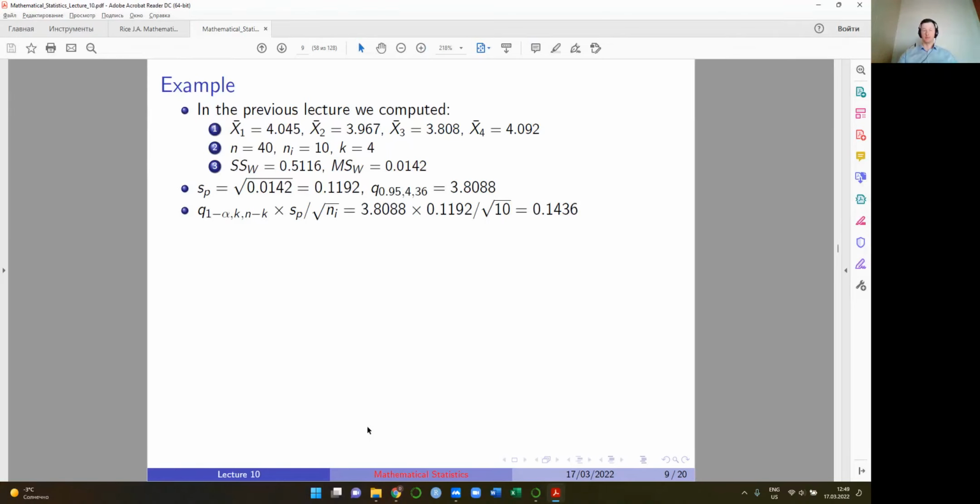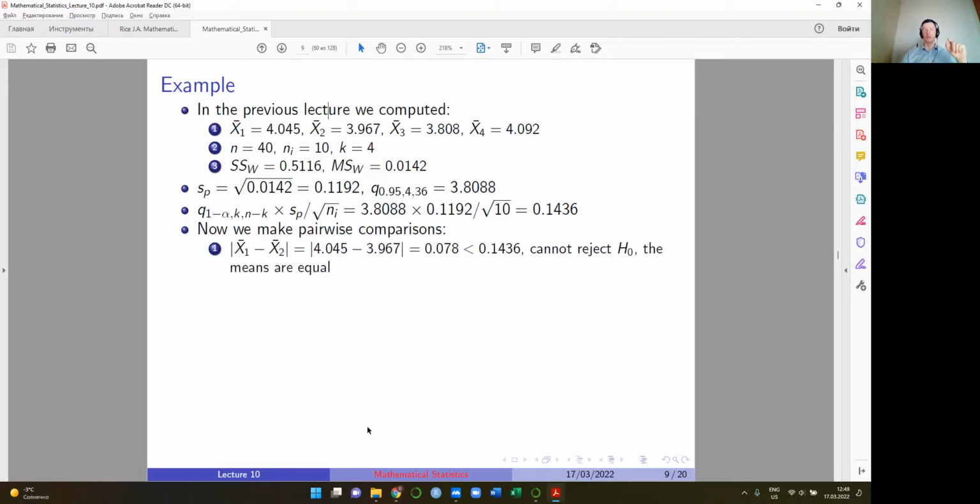Otherwise, we cannot conclude that two wells are different in terms of their daily production. So we need to make pairwise comparisons. First, we compare the first well and the second well. We calculate the absolute value of the difference between the average for the first well and the average for the second well. We have this value, 0.078. Now we compare this difference with the given critical value. Well, 0.078 is less than 0.1436, so we cannot reject H null. The means are equal.